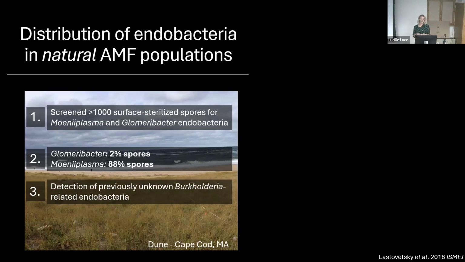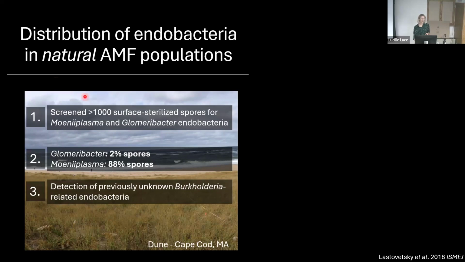To do this, we went out to a natural dune ecosystem located at Cape Cod. Whenever I mention this, everybody laughs because they think it was a wonderful holiday destination. But we went in November and it was quite miserable. We took soil samples, and from these soil samples, we extracted AMF spores. We surface sterilized them, and then we screened them using PCR for the presence of the two known endosymbionts, Moyiniplasma and Glomeribacter, using specific primers.